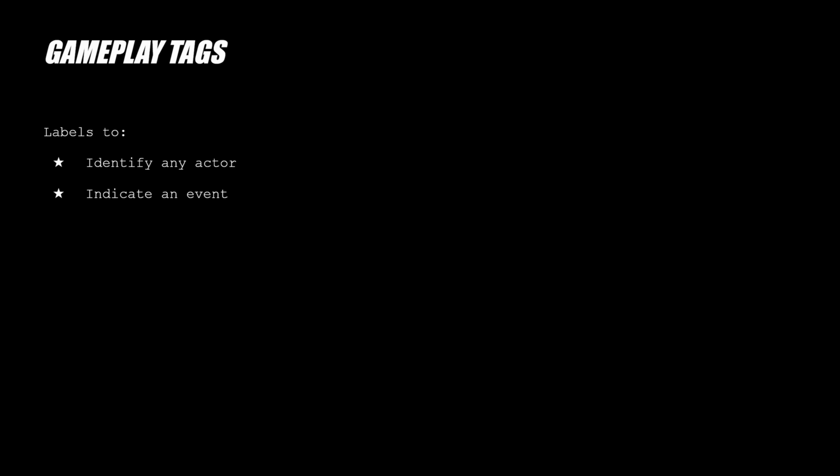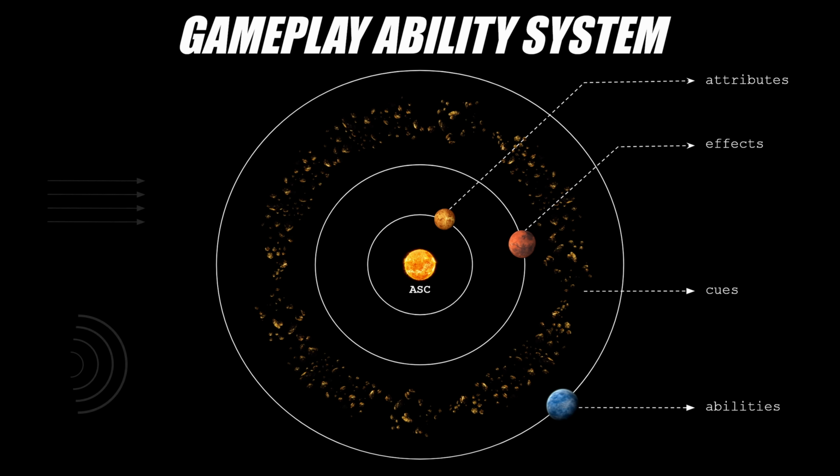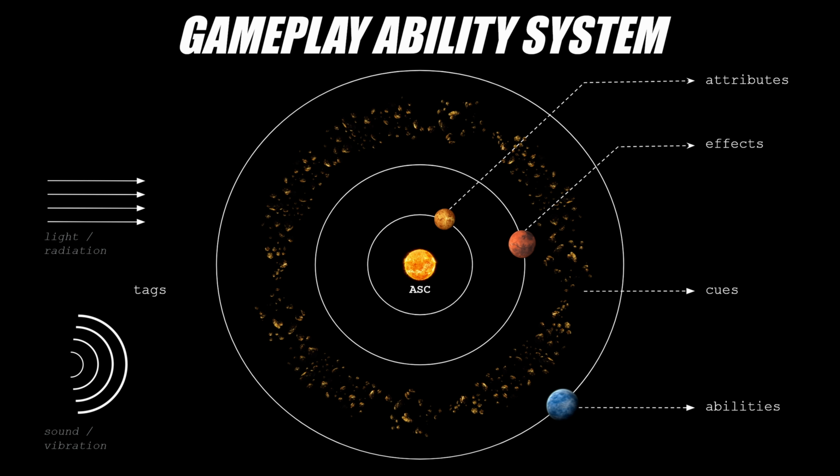So we can label and identify certain things in our game. These labels can be used to identify or label any actor, or to indicate an event, or to modify the state of an object, like even if any character got stunned or silenced. Unreal Engine employs something known as gameplay tags for this kind of labeling. As we saw in our GAS solar system, GAS understands the universe with tags. These gameplay tags are like light and sound in the GAS universe.